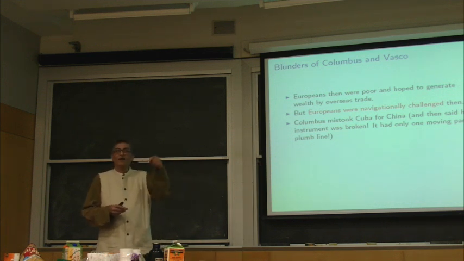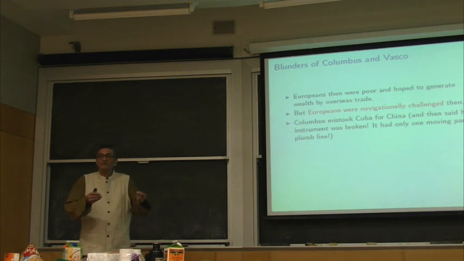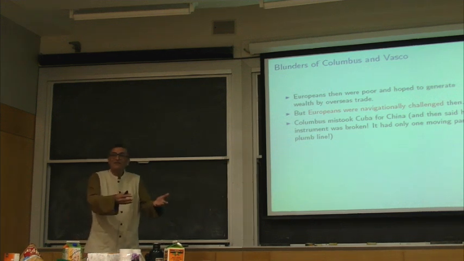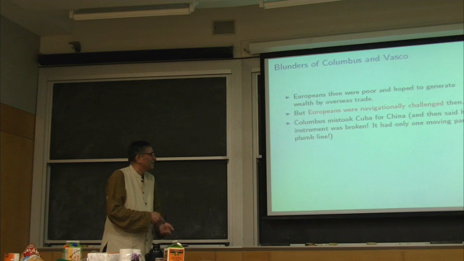It has only one moving part, which is a plumb line. So how can it be broken if it is broken? You can see it, how you make measurements with it.